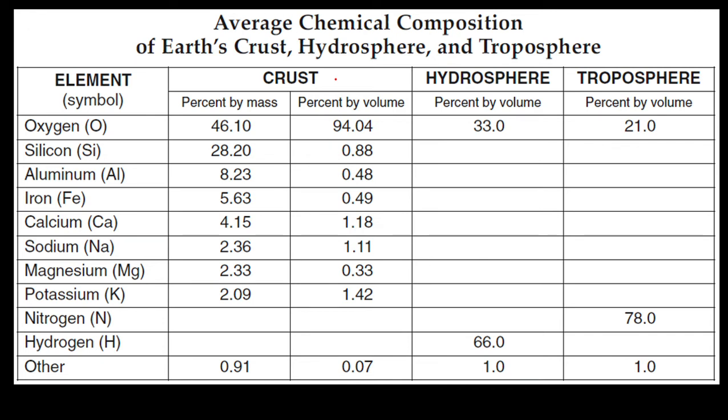All right, so the crust is going to be the rocks. Okay, so the crust is made up of rocks. So when we take a look at this, we have percent by mass and percent by volume. Percent by mass just means the amount of mass each of these elements make up. Percent by volume, volume meaning the size. So if we take a look at percent by mass, your two largest are going to be oxygen and silicon, making up 46.1% and 28.2% of the percent by mass, followed by a bunch of other things.